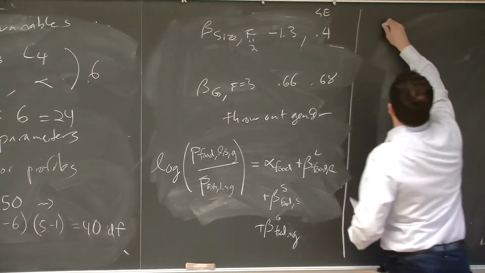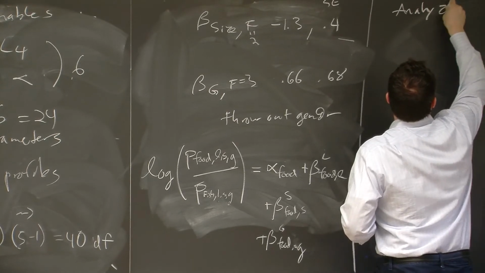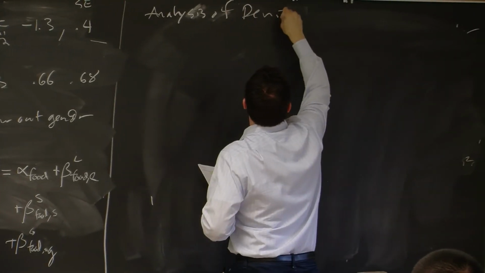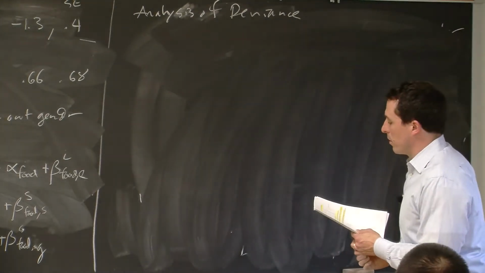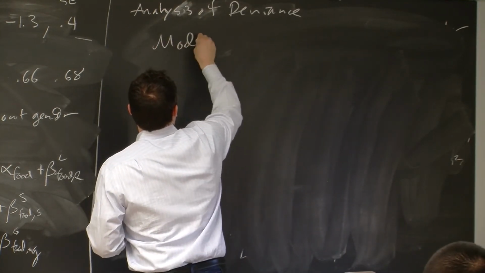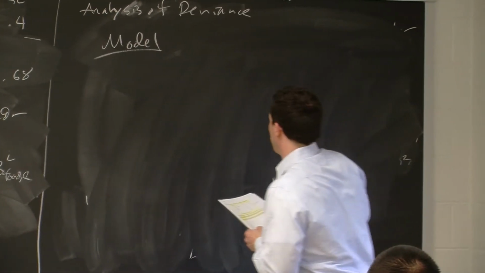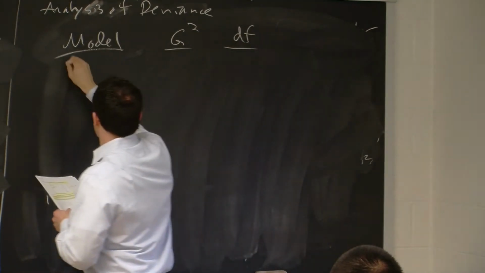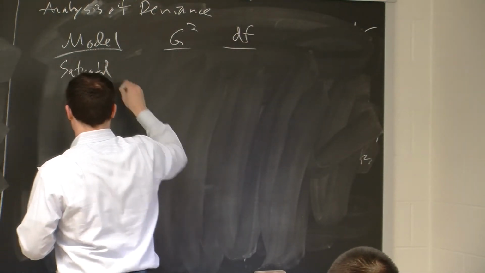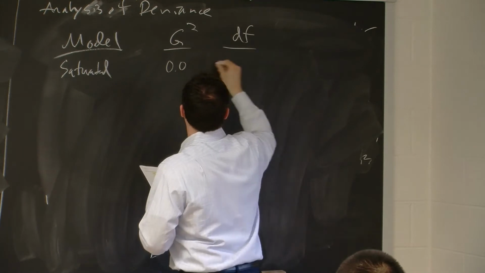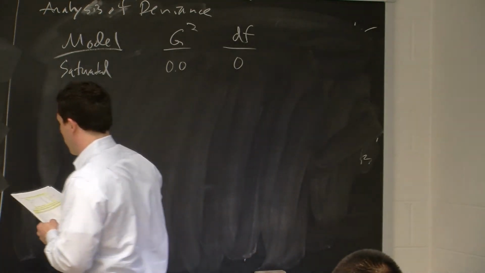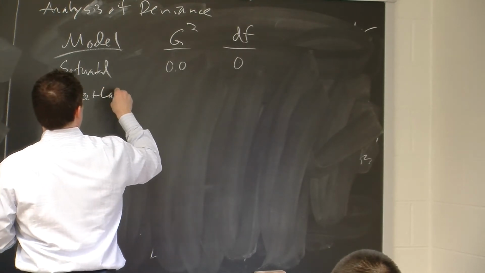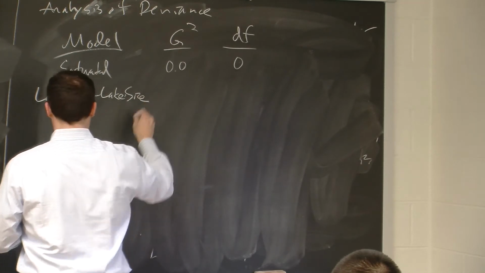And to analyze such a model, we would just make a bigger version of one of these analysis of deviance tables. We look at a nested set of models, or a partially ordered set of models, with a G squared and degrees of freedom for each of those. So we get a saturated model, which has 0 deviance and 0 degrees of freedom left over. We have a big model like lake plus size plus lake times size.